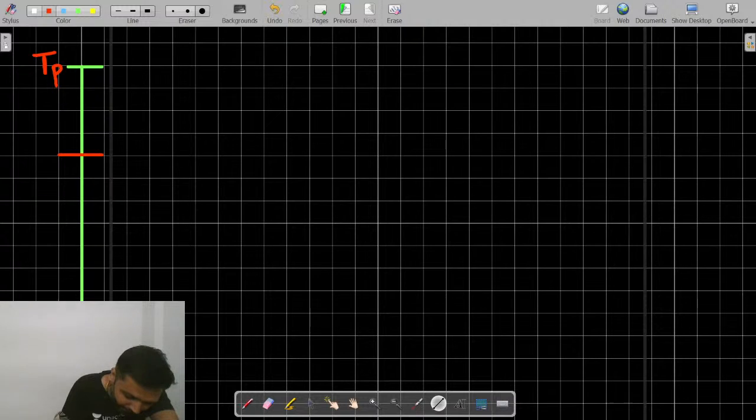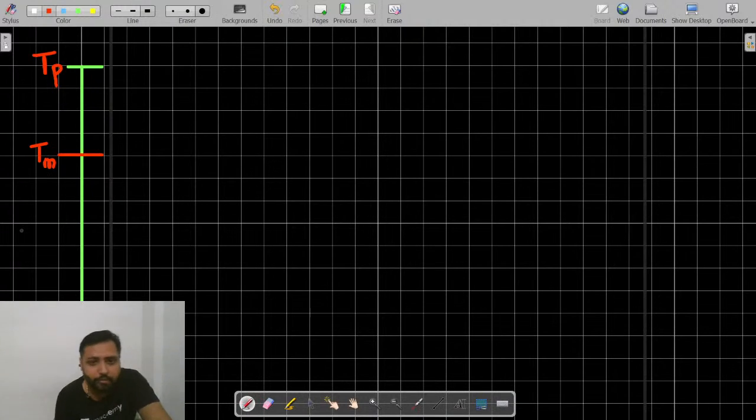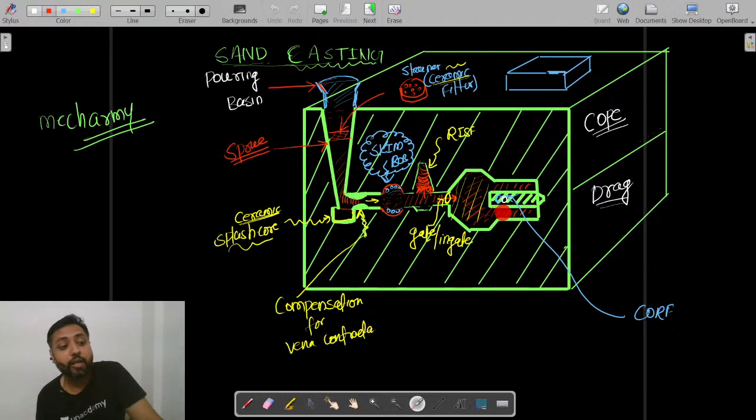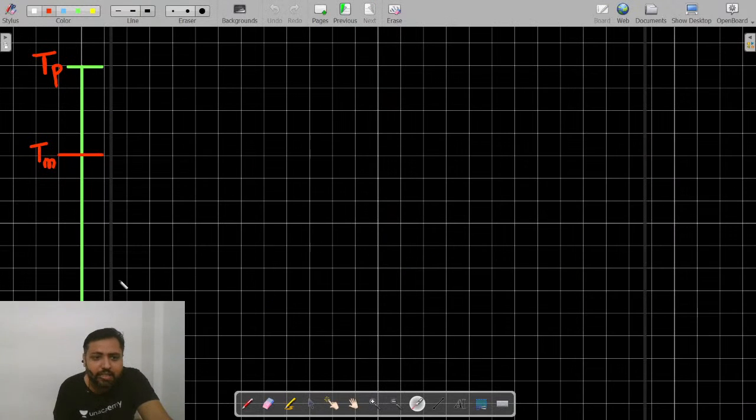the melting temperature. Once the molten material in the cavity reaches the melting temperature, then solidification will begin. It will not end, it will begin. Solidification begins, it takes some time, and solidification occurs.